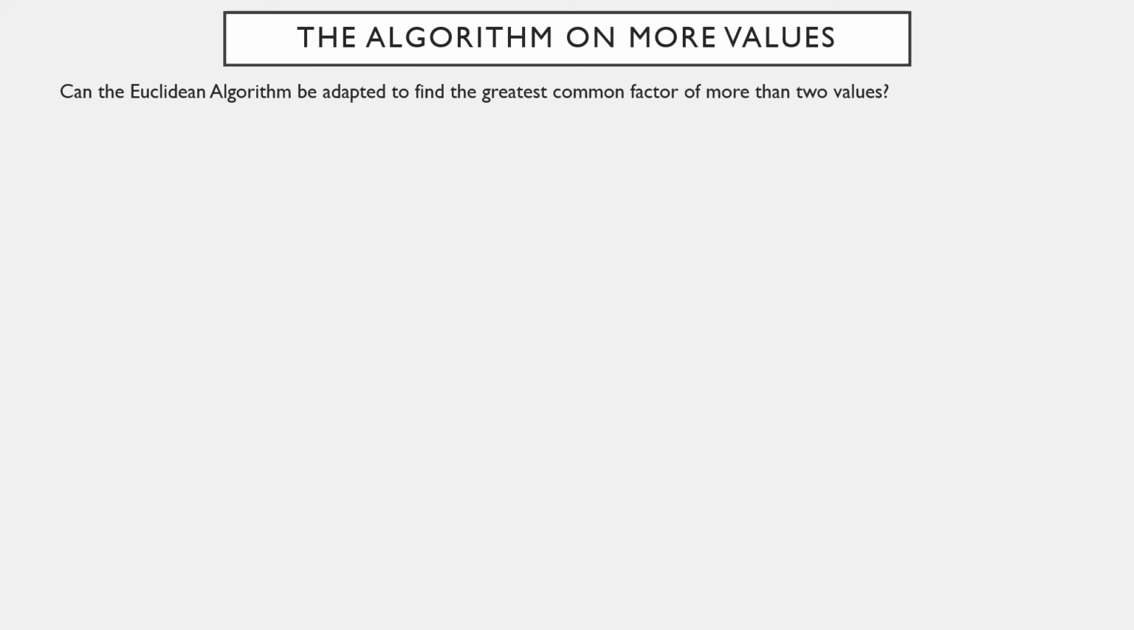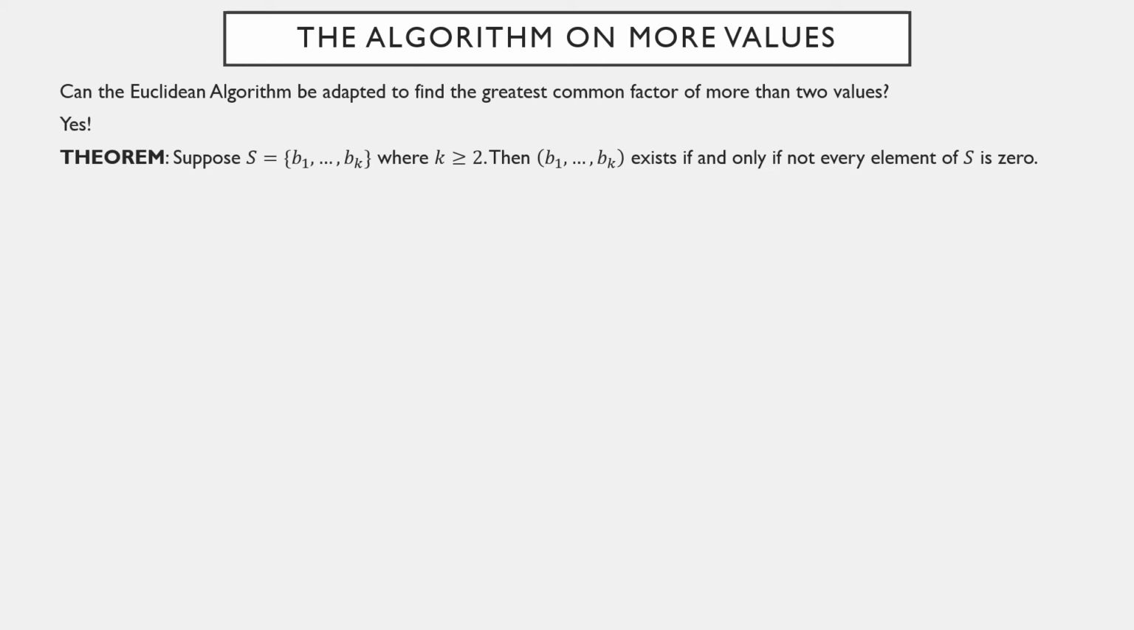Can the Euclidean algorithm somehow function to find the greatest common factor of more than two values? The definition of greatest common factor applies to sets of 3, 5, 7, whatever, different integers. So can the Euclidean algorithm, a nice, convenient, fast way to compute the greatest common divisor, be applied? Yes. Suppose I have a set, okay?